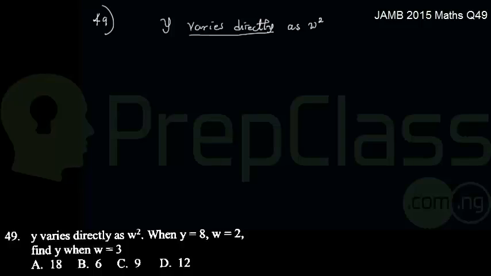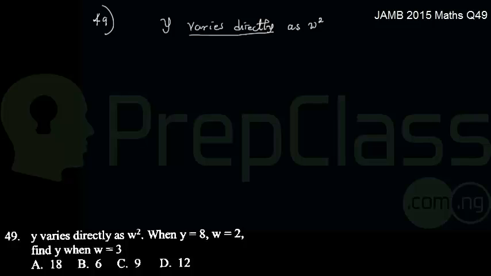We are currently on question number 49, as you can see on the left hand side of the screen. Question 49 says y varies directly as w squared. When y equals 8, w equals 2, find y when w equals 3. We are told that y varies directly as w squared.